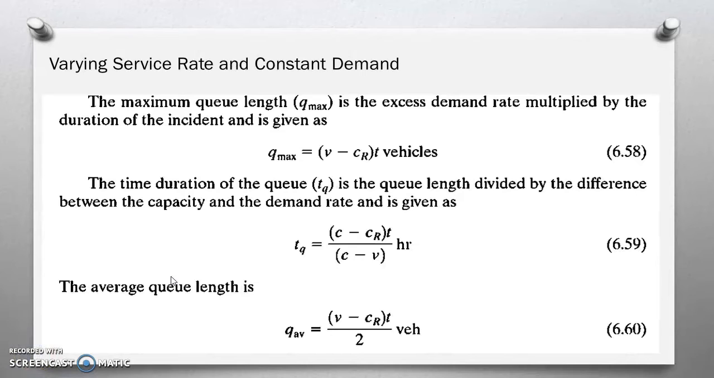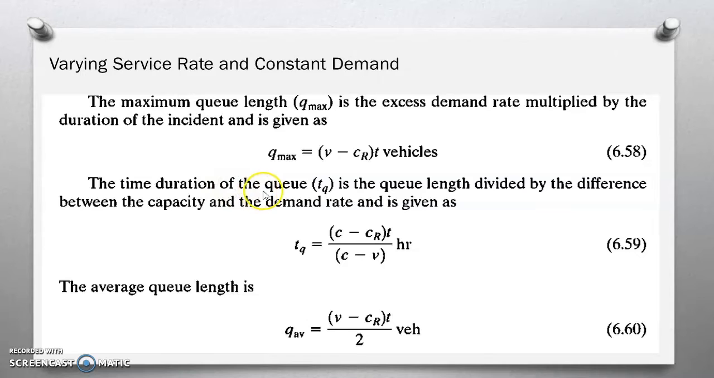Varying service rate and constant demand. In figuring out the service rate and constant demand, there are several important parameters that can be determined to describe the effect of this reduction in the highway capacity. First is the maximum queue length, or Q max, which is the excess demand rate multiplied by the duration of the incident and is given as Q max is equal to quantity V minus C_R times T vehicles. The V here is the demand volume, while the C_R is the reduced capacity.